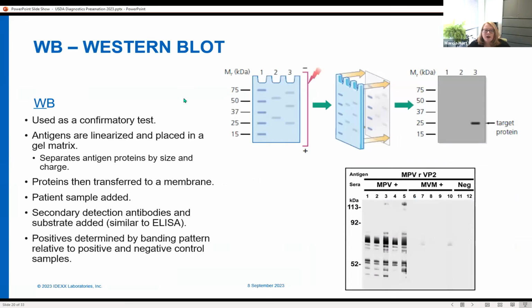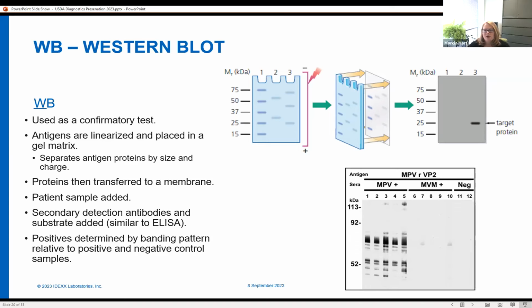Then there's the Western blot. The Western blot is used a lot in research, but from a diagnostic perspective, it's typically used as a confirmatory test. It could be used as a tertiary confirmatory test after you've done some kind of basic serology, maybe an IFA, then you do a Western blot, or depending on the agent, sometimes a Western blot is the secondary confirmatory test. So how does this work?